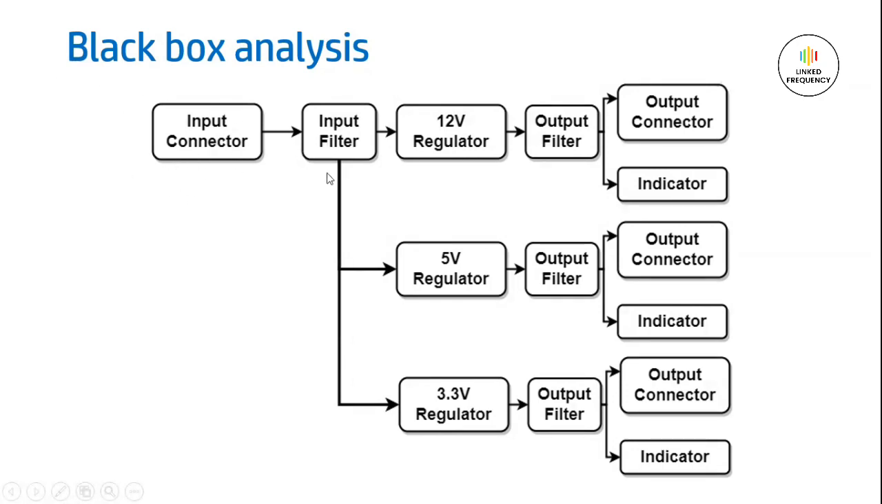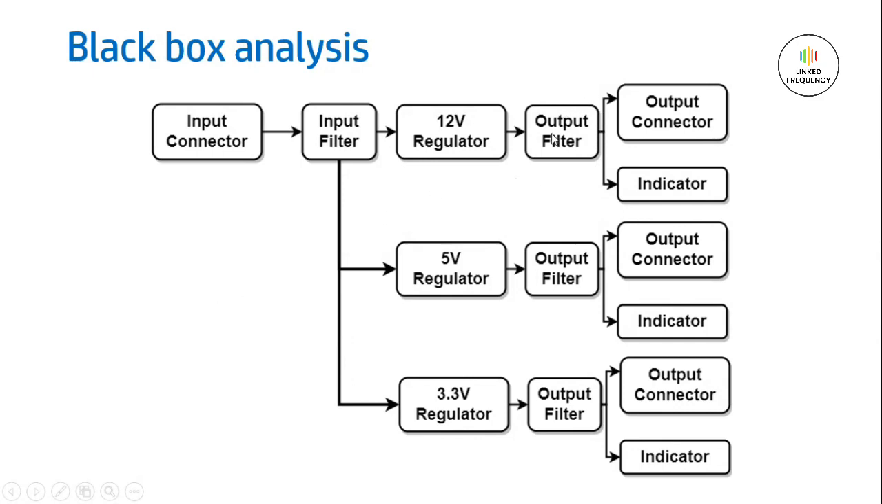And then we need an input filter circuit to remove the unwanted noise or maybe a spike of impulses in the entire input section. So that's why we are going to add 3 different input filters for 3 different power sources generated later on. Then we need a regulator section where we will be having a 12 volt regulator, 5 volt regulator and 3.3 volt regulator with a 1 ampere of a current rating for this entire power supply design.